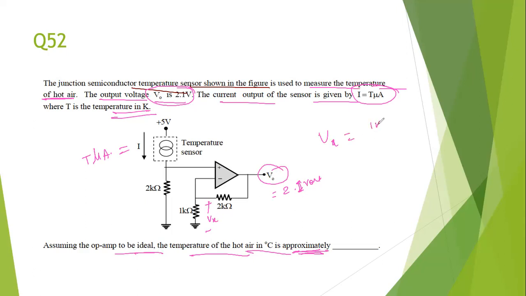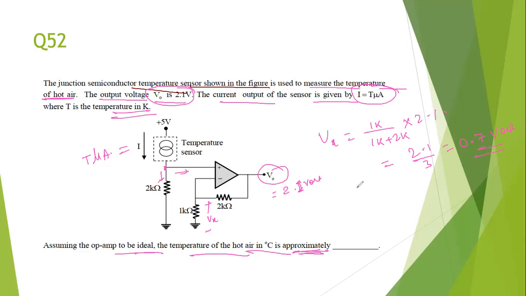This is 1K upon 1K plus 2K into 2.1 volt, and this is equal to 2.1 by 3. This is 0.7 volt. So Vx equal to 0.7 volt. Now this potential equal to this potential. Now apply the KCL here.